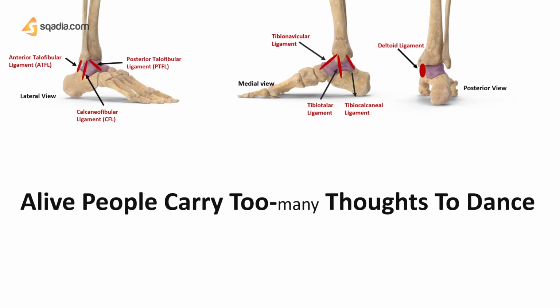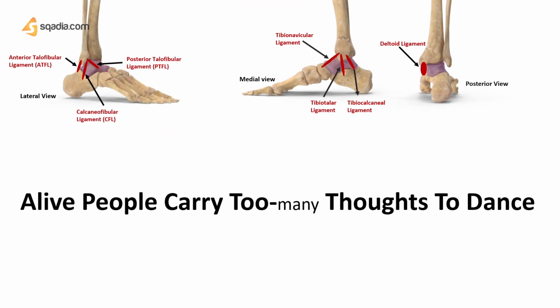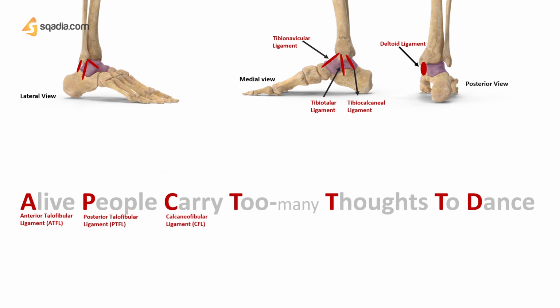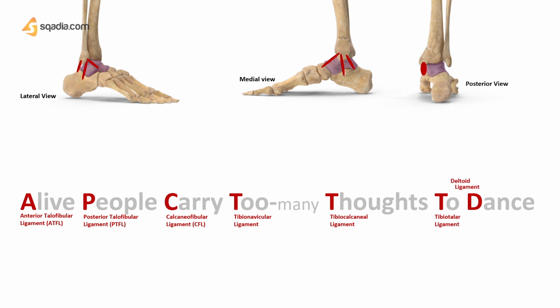We have a mnemonic to memorize them as well, which is "Alive People Carry Too Many Thoughts To Dance", where A stands for the anterior talofibular ligament, P stands for the posterior talofibular ligament, C for the calcaneofibular ligament, then comes T for the tibio-navicular ligament, then M for the tibio-calcaneal ligament, and T for the tibio-talar ligament. In the end, D stands for the deltoid ligament.